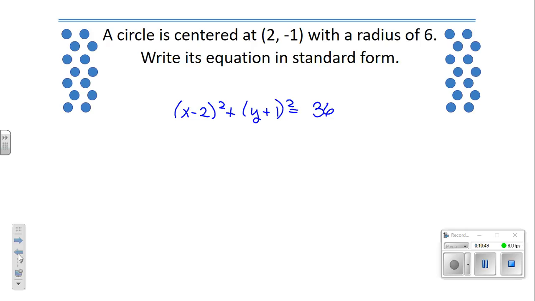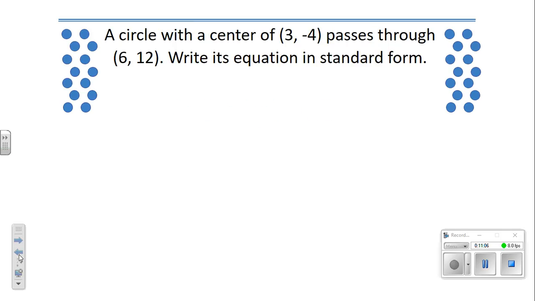Switch the signs of your center, right? Still looks like the Pythagorean theorem to me, right? With a slight change. You just moved it left or right, up or down. Questions on that one? Okay, next one.